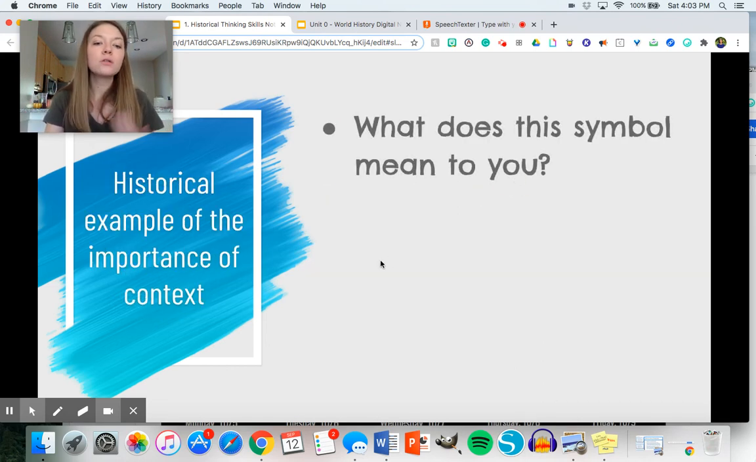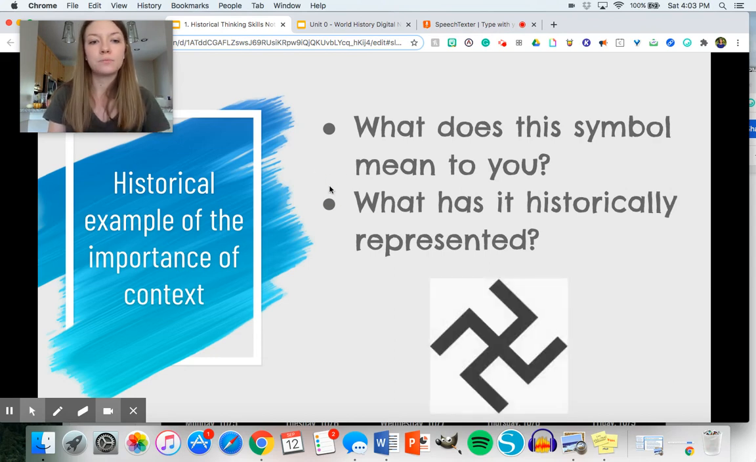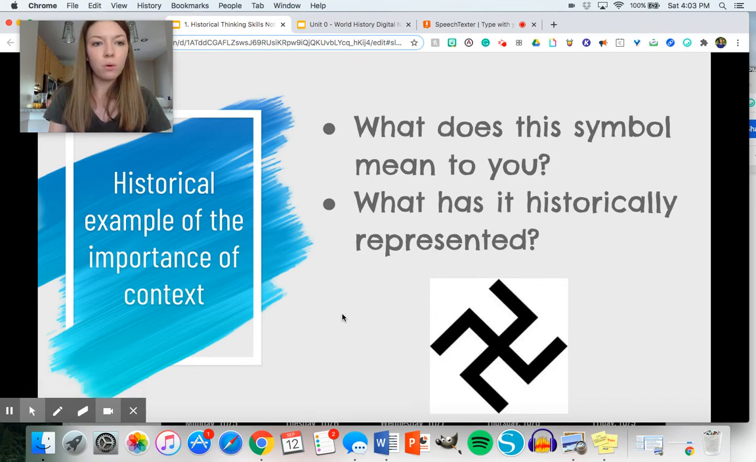Now, a historical example of the importance of context, I'm going to talk about a symbol, and this symbol might be a little upsetting or jarring to some of you, but I think it's a really good example of why context matters. So I'm going to pop that up here in a second, but I want you to think about, when I pop it up, what does this symbol mean to you, and what has it historically represented? And that is the symbol here. So a lot of you are familiar with this symbol. Okay, if you don't know what the symbol is, this is the swastika.